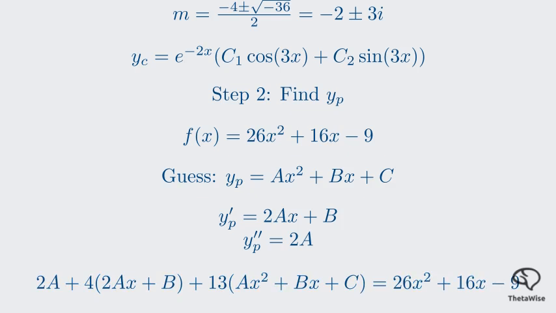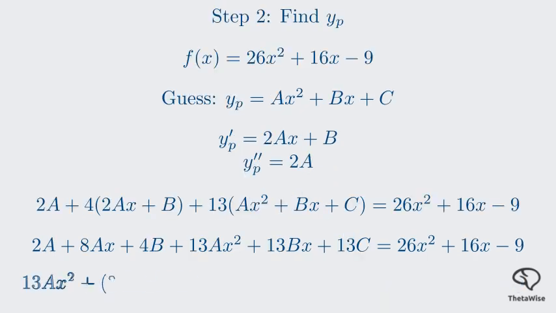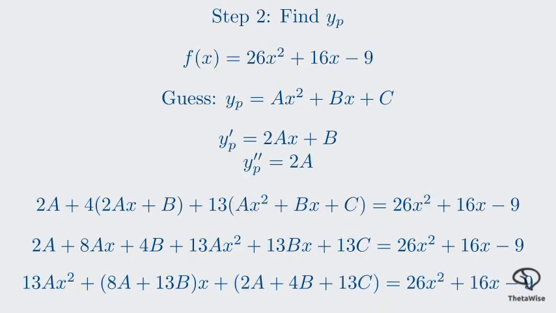right-hand side. Expand and collect terms. Expanding gives 2a plus 8ax plus 4b plus 13ax² plus 13bx plus 13c. Grouping by power of x gives 13ax² plus (8a plus 13b)x plus (2a plus 4b plus 13c).